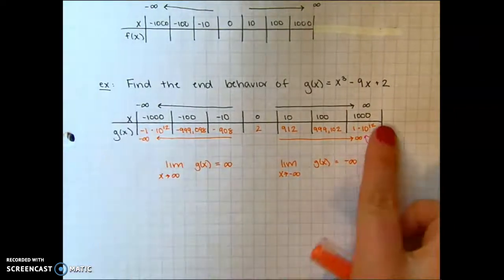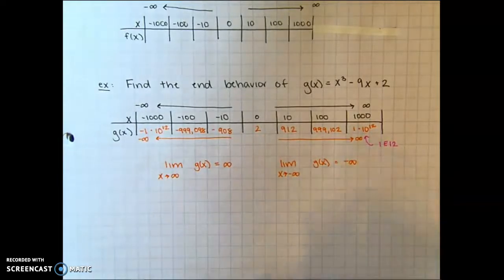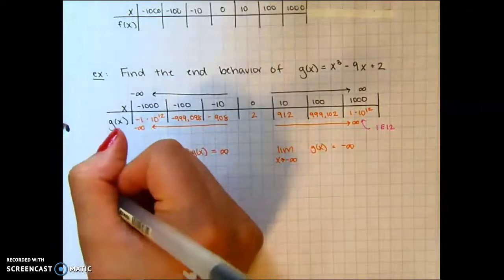So, do you have a table? Do you fill in your table? Do you have arrows? Do you have limit statements? If you answered yes to all those questions, then you are good and you're done this problem. And next example.